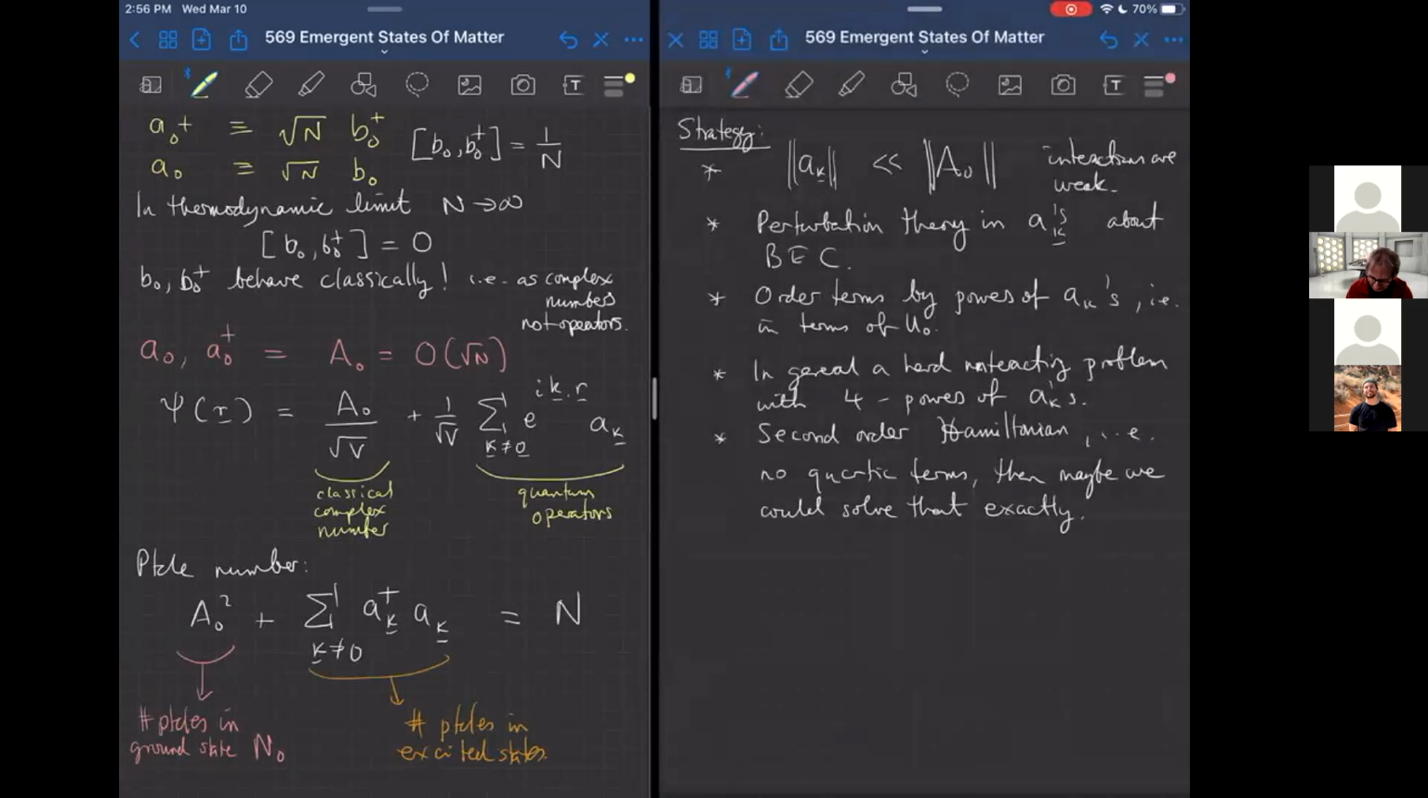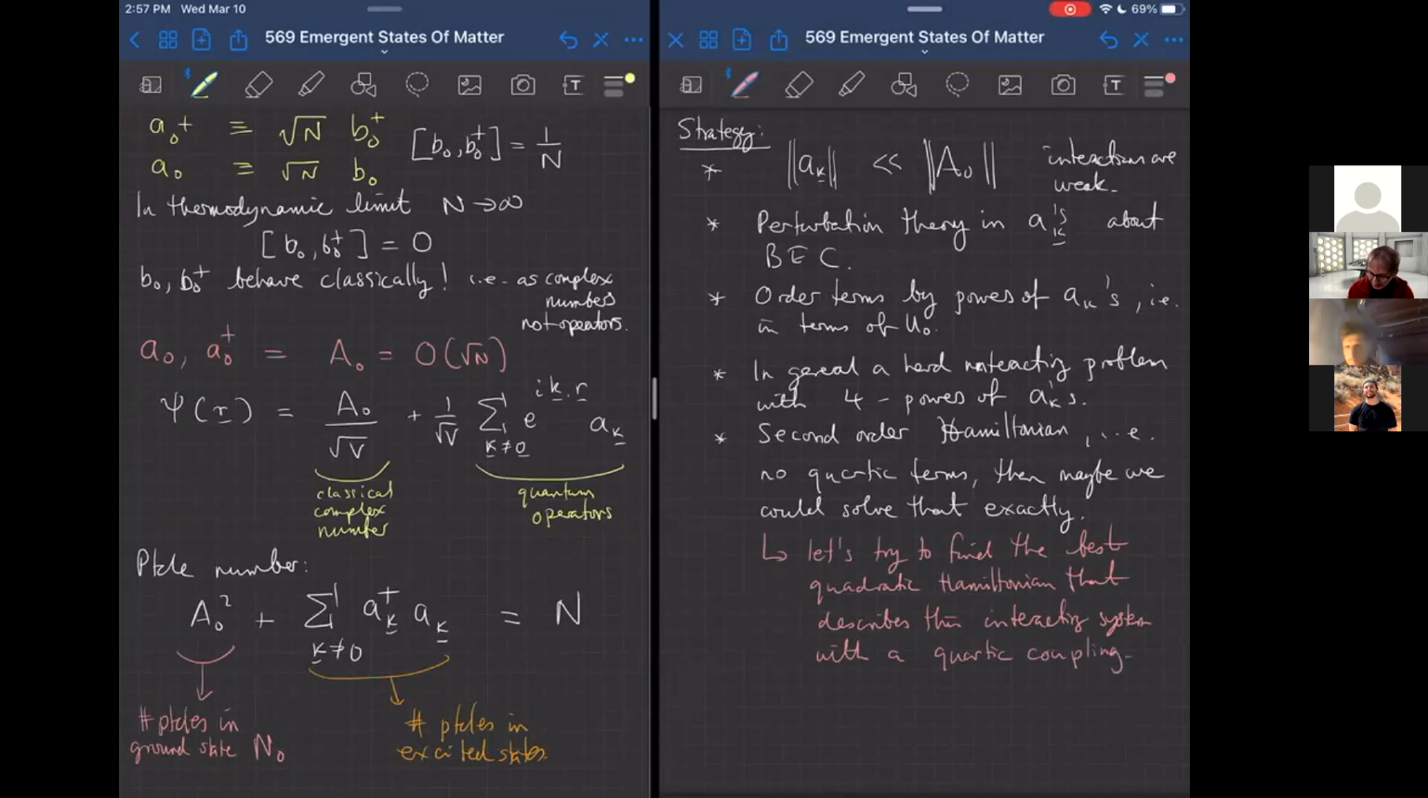And so what that says is, okay, let's try to find the best quadratic Hamiltonian that describes this interacting system with a quartic coupling. When I say quartic coupling, what I mean is it has four powers of the annihilation and creation operators. So we're going to try to find the best quadratic Hamiltonian. And once we've found that, then what we want to do is diagonalize that quadratic Hamiltonian.